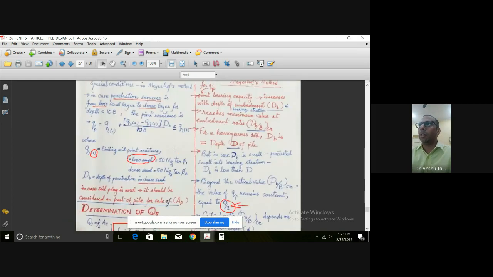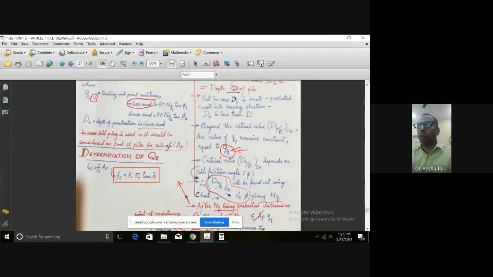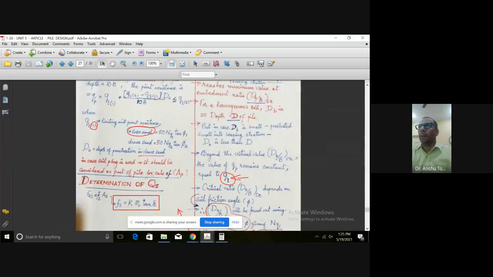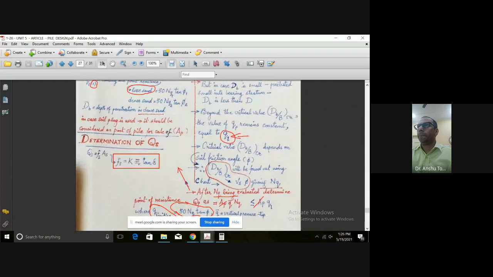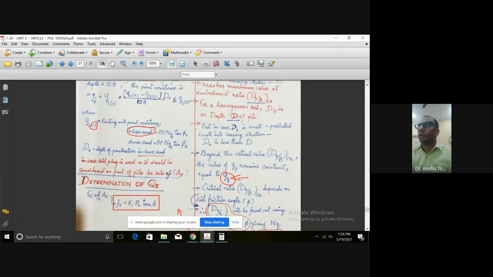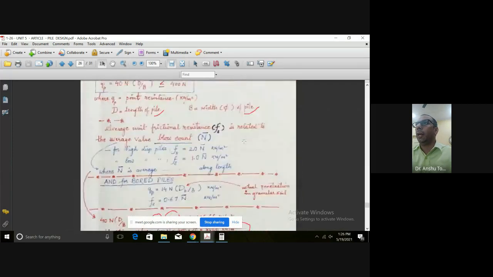Overburden stress. Here we have got a homogeneous sand layer, phi is equal to 17 for a depth of 10 meter. Calculate the ultimate load. So we can also use the single layer. So similarly, as we have done yesterday, we will try to find out the area and then.